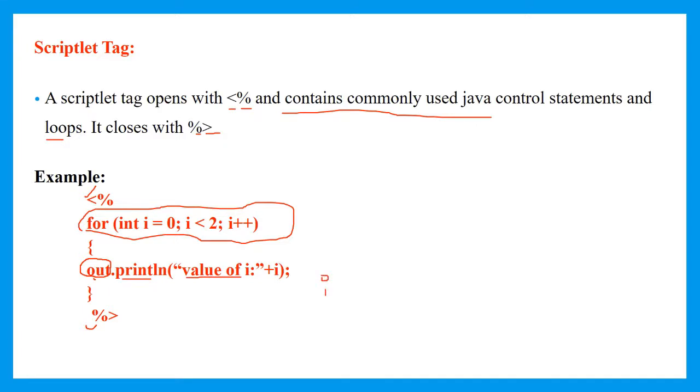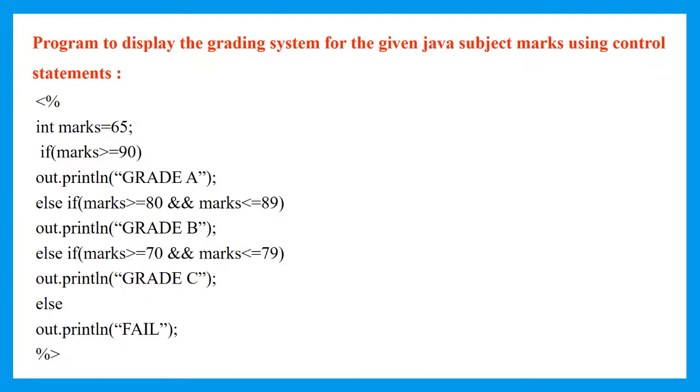This is a simple program to display the grading system for the given Java subject marks using the control statement. Here we are going to perform the operation. I need to check what grade is assigned to the particular subject. For that we need to make use of a control statement. The entire thing will be written within a scriptlet tag.